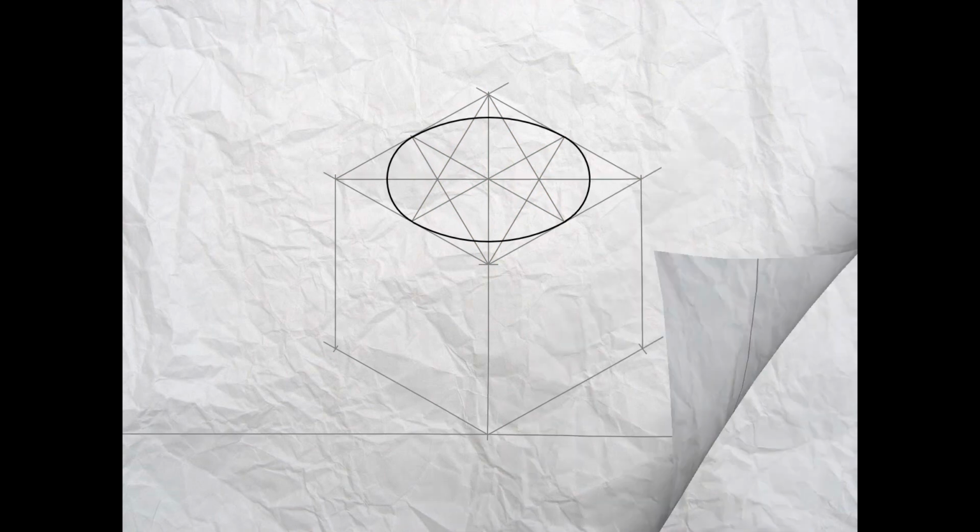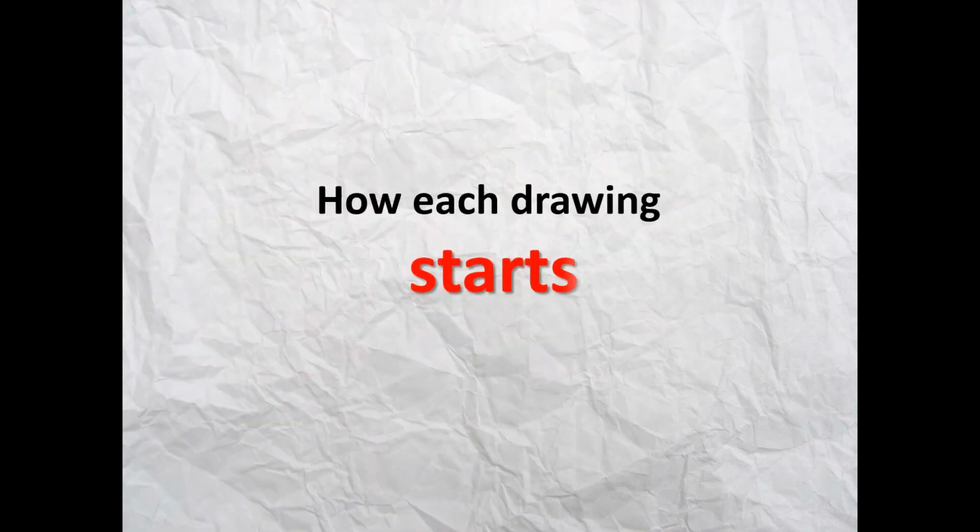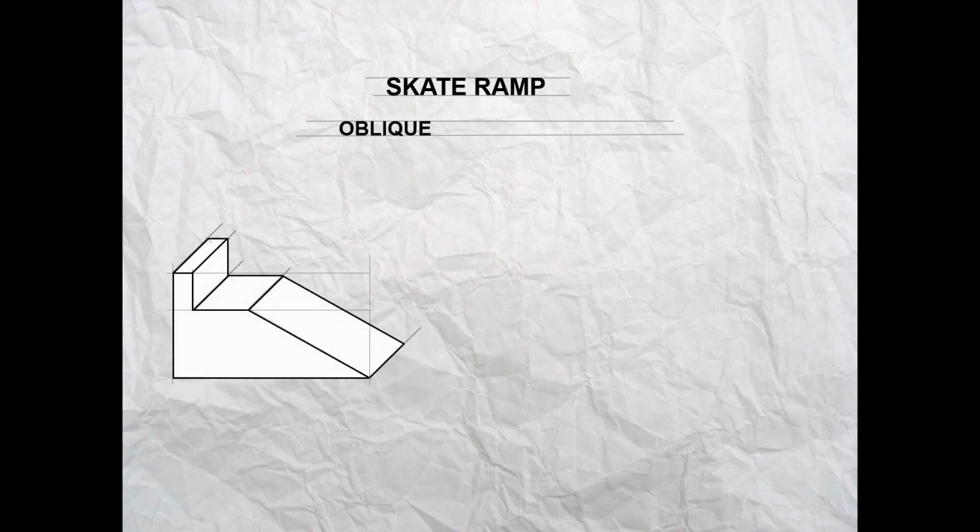Now, another feature of the Graphics for Teachers website is how each drawing starts. Each drawing begins with what the students will have when they've completed it. Let's look at an example of a skate ramp drawing. Now, this is going to be an oblique drawing that they'll complete that will look like this, and they will need to use a 45-degree set square to complete the drawing.